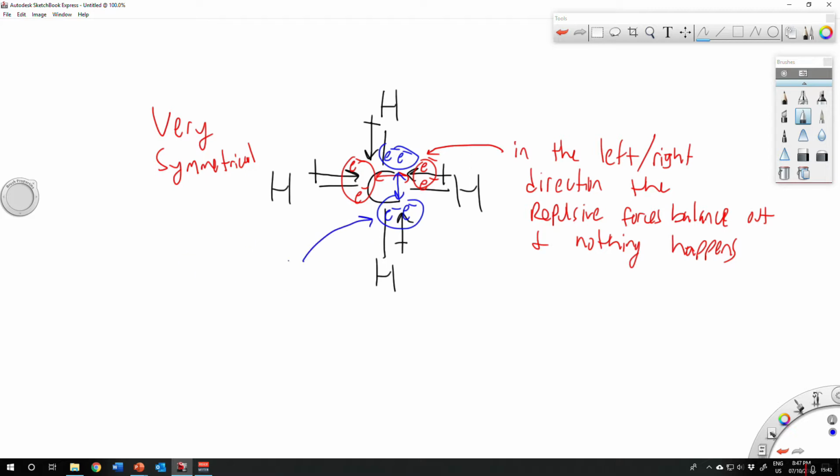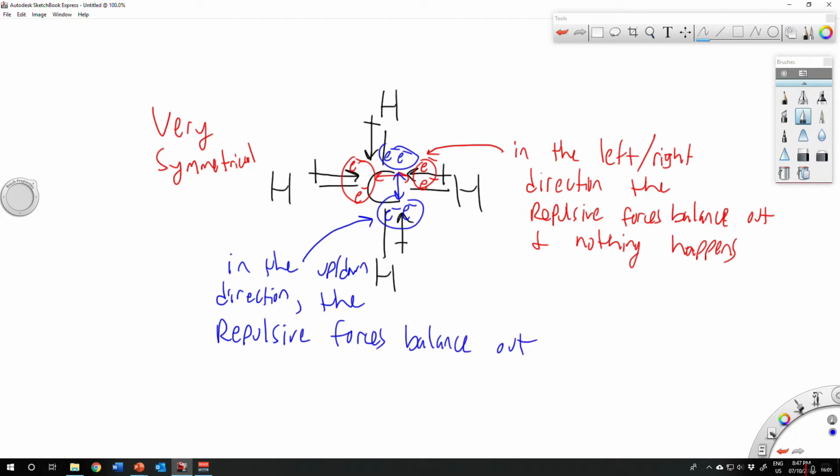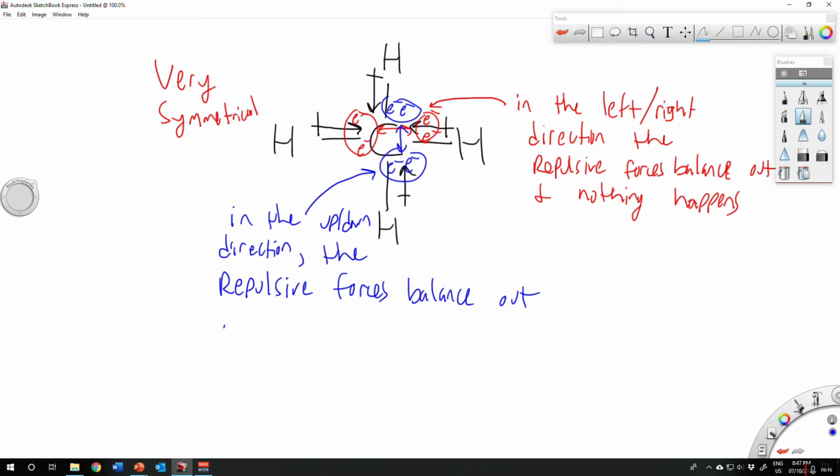Okay, so here you can write the same thing in the up and down direction. In the up-down direction, the repulsive forces again balance out. So the electrons don't actually move towards the carbon. They really want to, but because of the symmetry of everything, they don't actually. So therefore, the molecule CH4 is not polar, because the electrons don't actually get pushed anywhere.